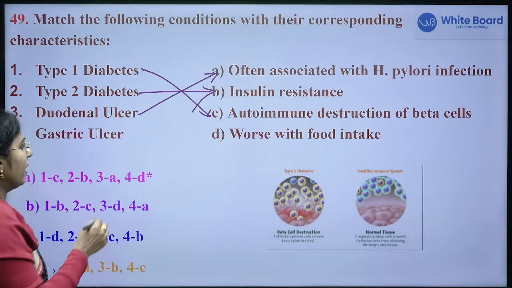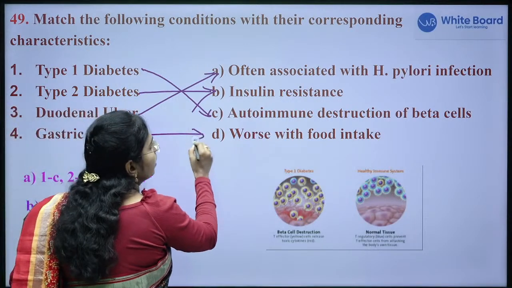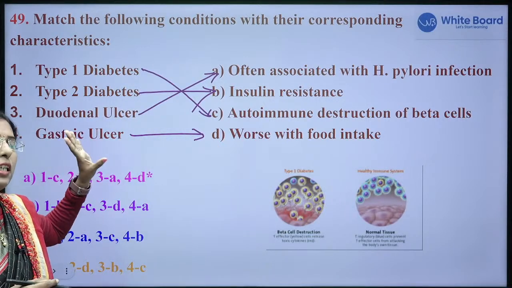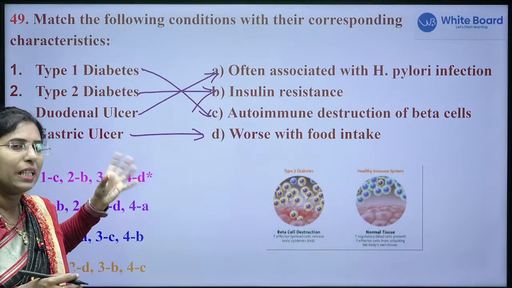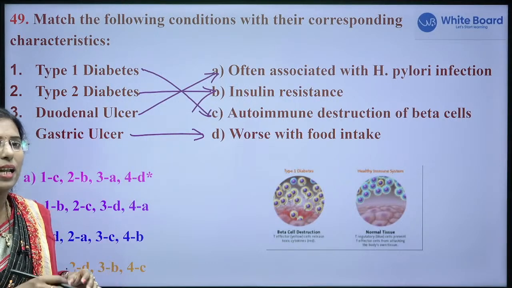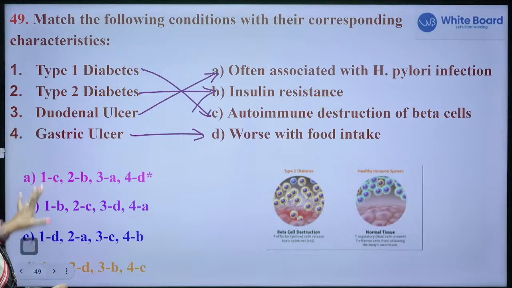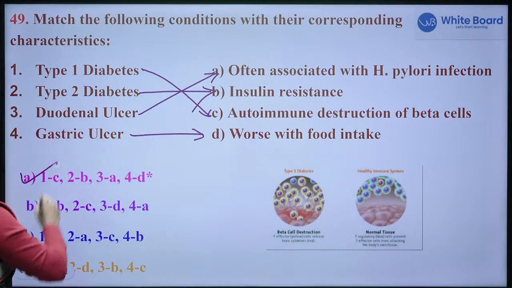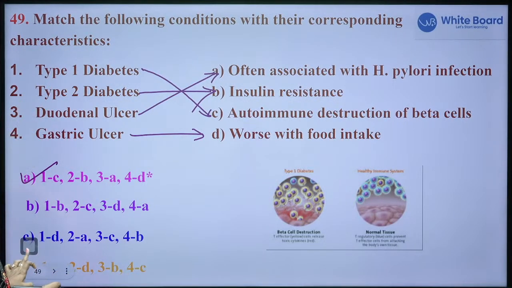Next, gastric ulcer. It is associated with food intake. Just now we have seen that proton pump inhibitors will inhibit the excess secretion of acid, and thereby protect from gastric ulcer. Right, so these are the options. So type 1, 1C. So the first option is the correct answer for this one.